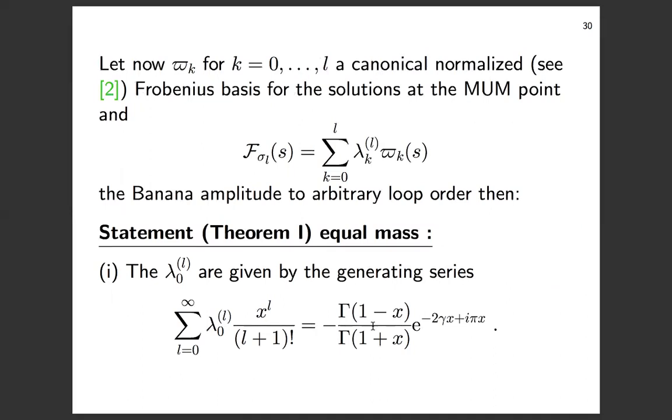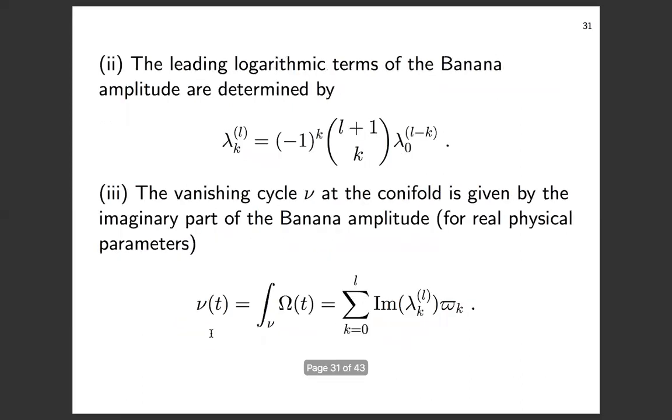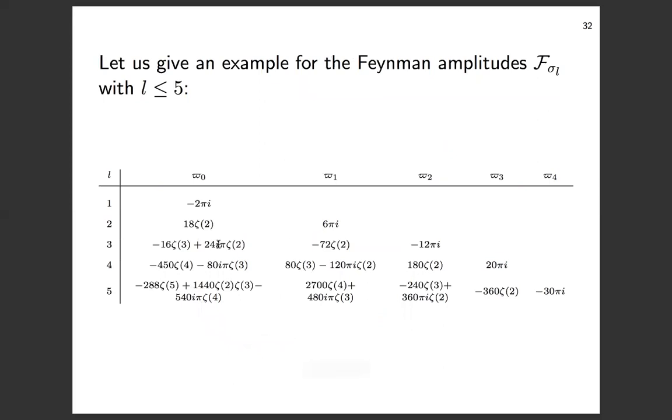Because what I'm saying is that this combination of gamma functions, if you expand it, gives you the lambda. So therefore, you get all these combinations of zeta, but you get, for instance, never a multiple zeta value in this calculation.